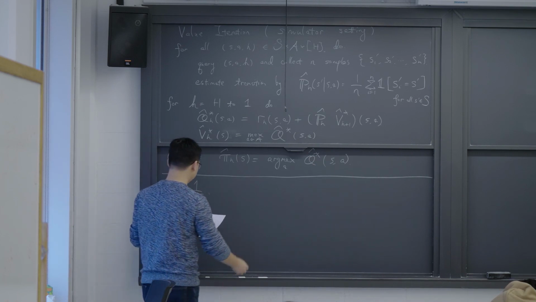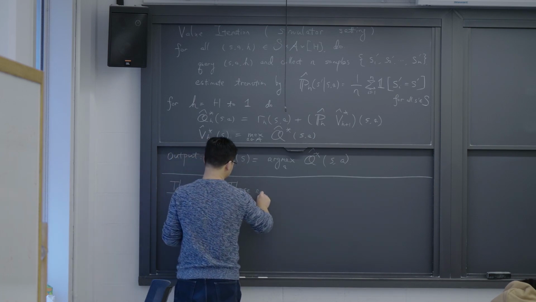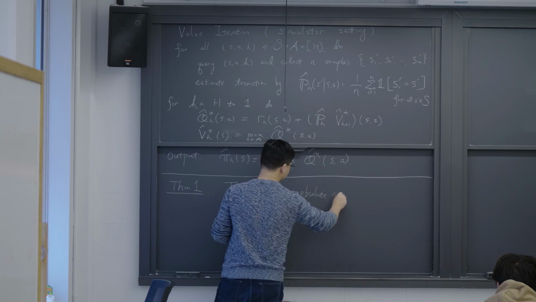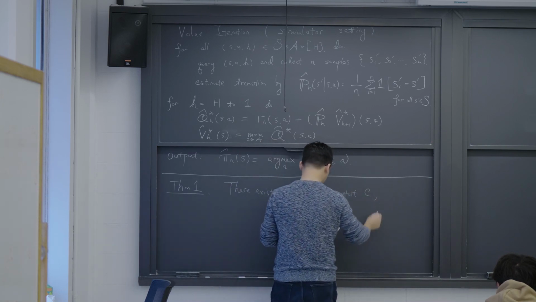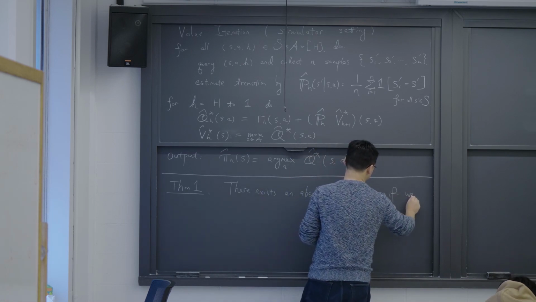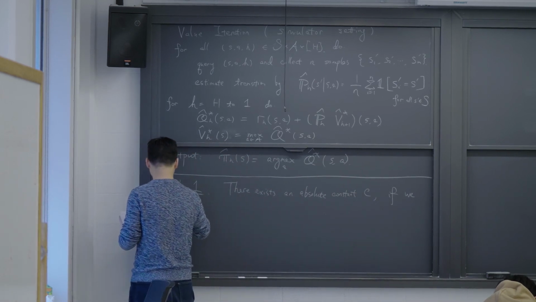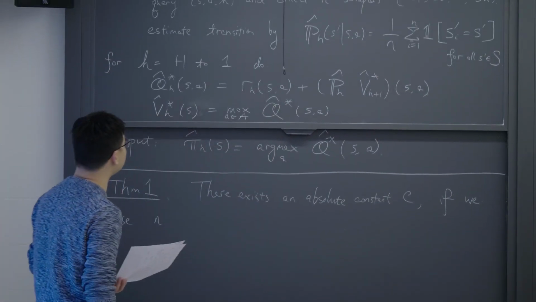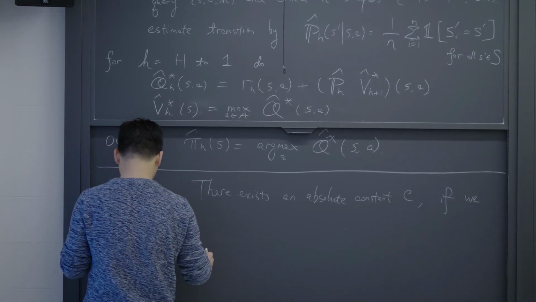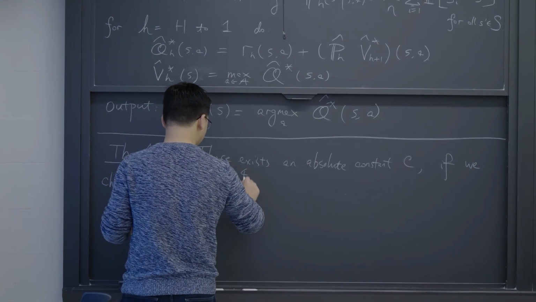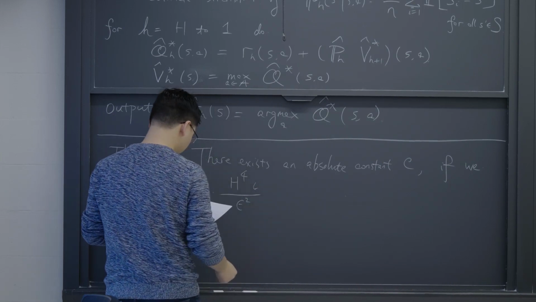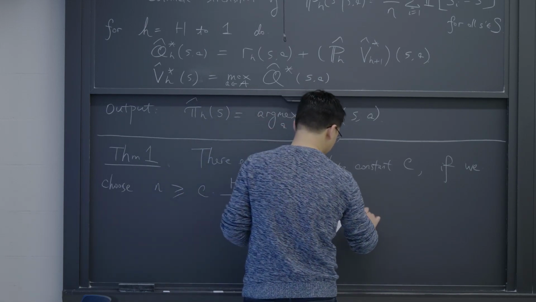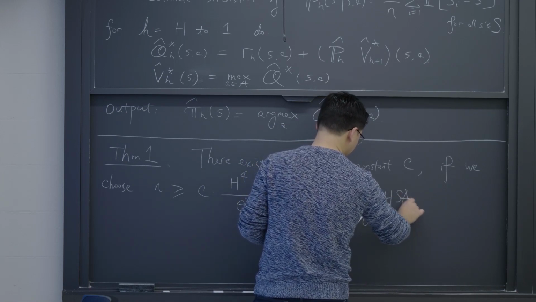So theorem 1, we say there exists an absolute constant C, such that if we choose this sample size n, where n is the number of samples we need to query the simulator for each SAH pair, we choose this n to be greater or equal to C times H to the power 4 times iota over epsilon squared, where iota, throughout this course, we will use to just essentially mean some log factor. Iota is equal to the log of HSA over P.